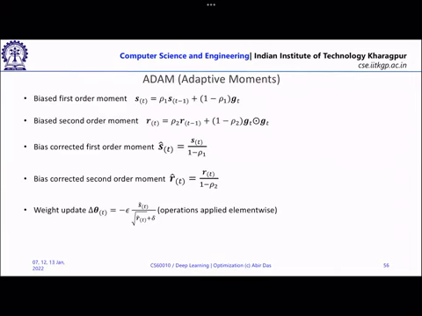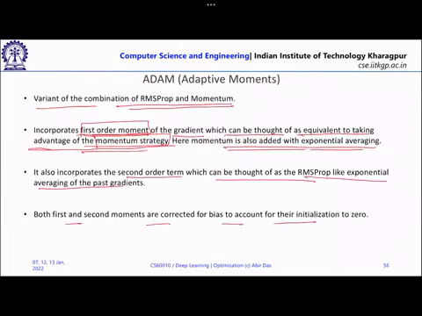So both first and second moments are corrected for bias to account for the initialization to 0. I'm not going into the detail for the first moment, but you see that the first moment was previously written, if I remember, as alpha times V minus epsilon times G.